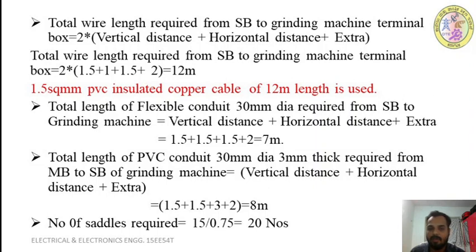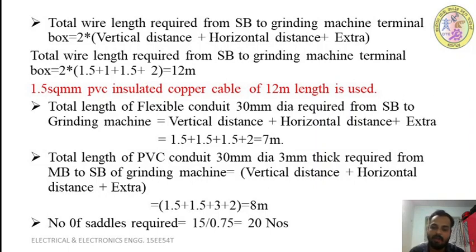Horizontal run is 3 meter, that is the distance from your main board to the switchboard, plus 2 meter extra we are considering, so then total it becomes 8 meter. Okay, so then what are the saddles required? Number of saddles required is equal to this 8 plus this 7 we are taking. So you add up both the PVC conduit, 8 plus 7 is 15, divided by 0.75, we are getting 20 numbers of saddles required.